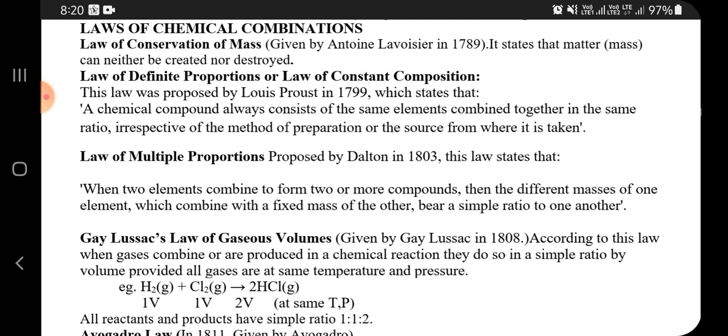Now, laws of chemical combination. First, the law of conservation of mass. It states that mass or matter can neither be destroyed nor created.